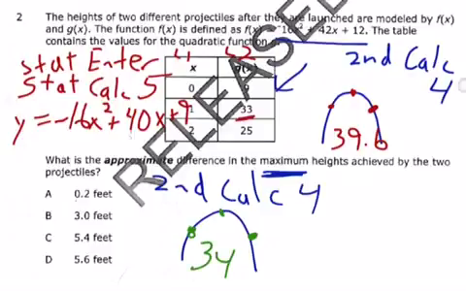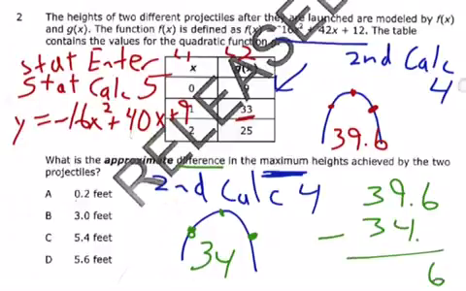Now go back to the question. It wanted the difference in the maximum heights. So I want to subtract those two. So 39.6 minus 34 gives us 5.6. So 5.6 feet is my answer for number 2. And that's going to wrap up number 2.